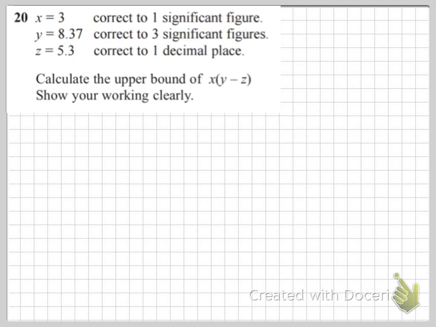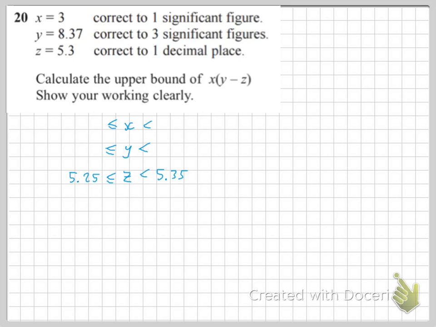3 has been rounded to 1 sig fig. So effectively, it's been rounded to the nearest integer in this case. So 2.5 to 3.5 would be the range. I like to set them out like this. So, I've done Z first, sorry. Let's look at Z. 1 decimal place, so 5.25 up to 5.35.